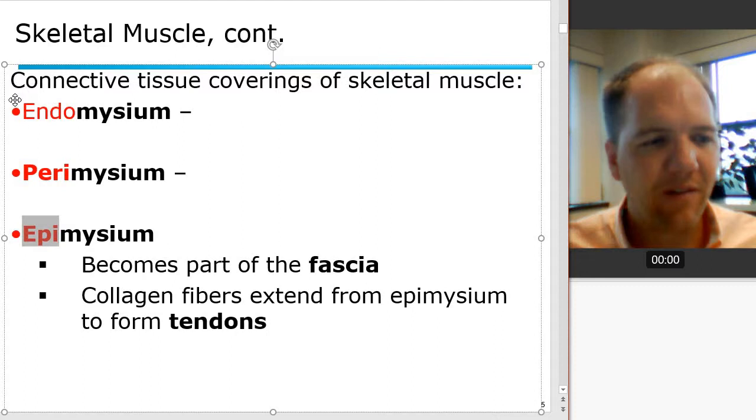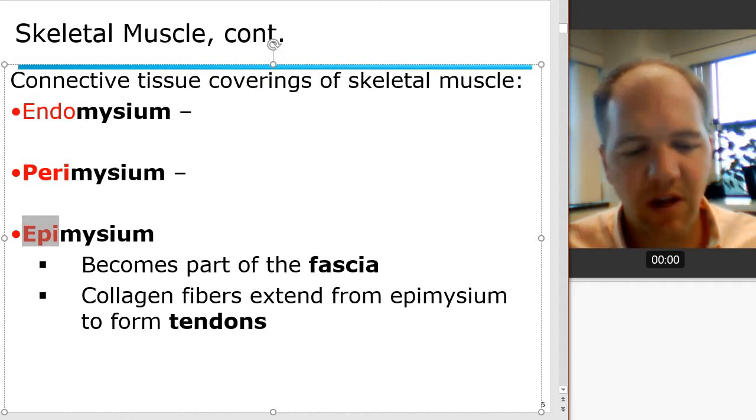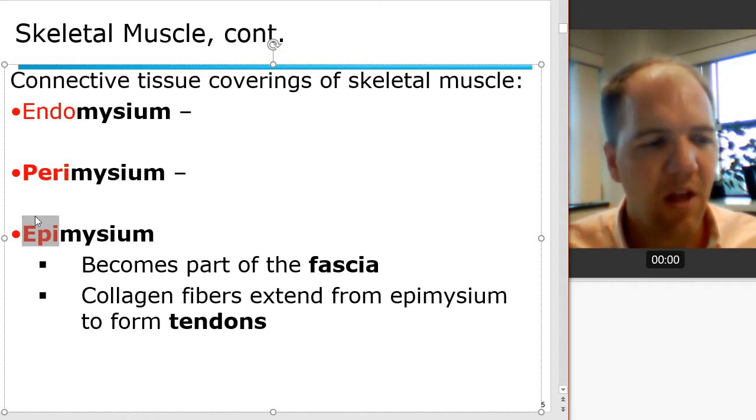So we have connective tissue. If it's endomysium, that means it's on the inside of the muscle. Perimysium means it's around kind of a central part of the muscle. And then epimysium means it's on the outside of the muscle.